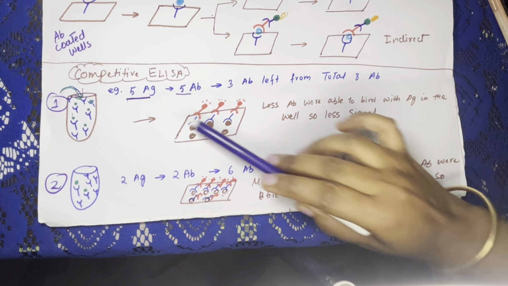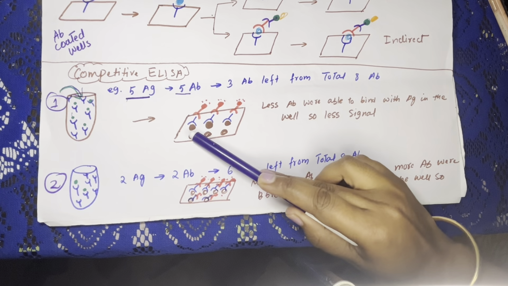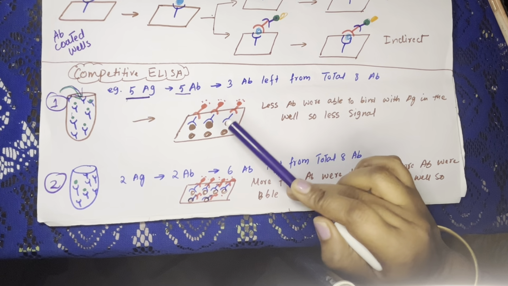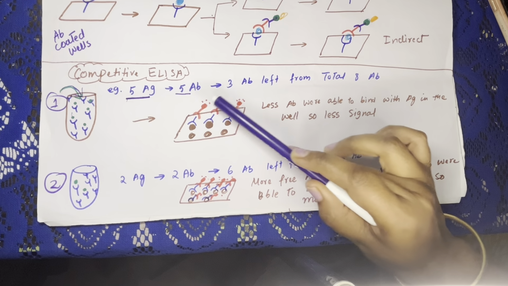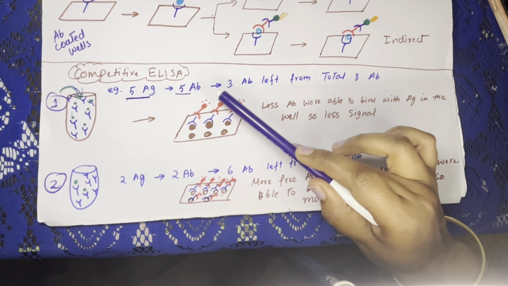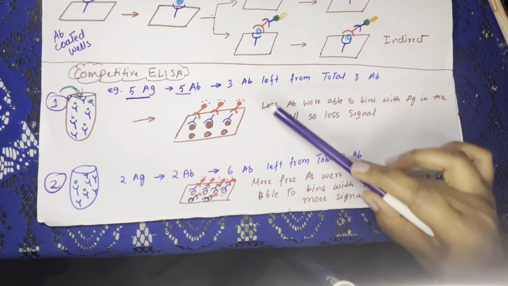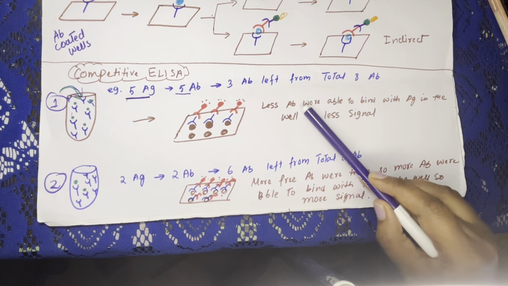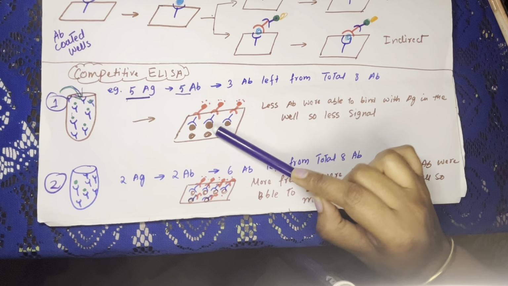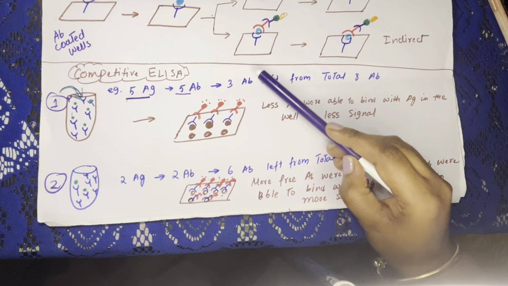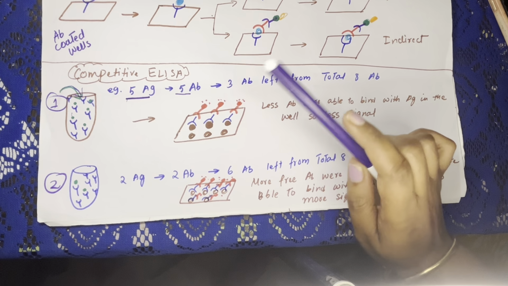Here 3 unbound antibodies were there, so only 3 antibodies will be able to bind with the antigens, and we will use secondary antibodies conjugated with enzymes. Then we'll add the chromogenic substrate, color will be detected, and here we'll see less color or less signal. Why? Because fewer antibodies were bound, so less chromogenic substrate will give us color. These steps are similar to indirect ELISA.